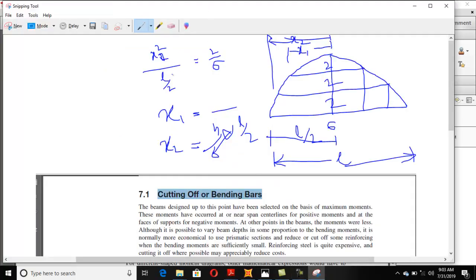So this is a kind of approach. This is also whole square. This is also whole square. Clear? So from there, you will determine these distances. And then how much this distance is, of this point and this point from the face: you subtract this x1 from l/2, and you will get how far this point is from the support. And remember, these points are basically called the theoretical cutoff points. Once you locate these points on the beam, their distances are calculated.